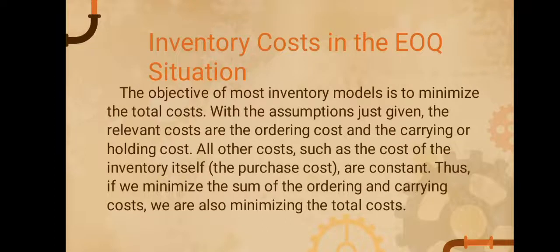So, inventory cost in the EOQ situation. The objective of most inventory models is to minimize the total costs. With the assumptions just given, the relevant costs are the ordering cost and the carrying or holding cost. All other costs, such as the cost of the inventory itself or the purchase cost, are constant. Thus, if we minimize the sum of ordering and carrying cost, we are also minimizing the total cost. So here, in this topic, we are going to introduce two parameters that are included in calculating economic order quantity.